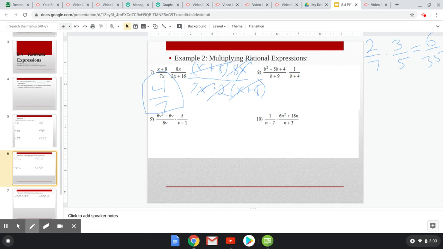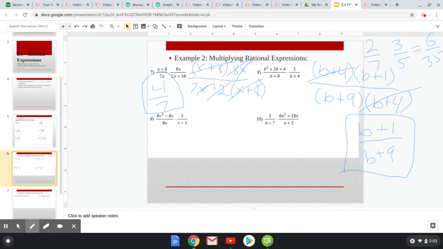solution a lot simpler. So for number 8, we are going to factor the numerator. Remember, when you multiply by 1, it doesn't really change anything. So for the numerator, we're looking for something that multiplies to 4 and adds to 5. So b plus 4 and b plus 1 times 1, but that doesn't change anything. And then on the bottom, we have b plus 9 times b plus 4. So our b plus 4s will cancel, and we end up with b plus 1 over b plus 9. So that would be the answer for number 8.